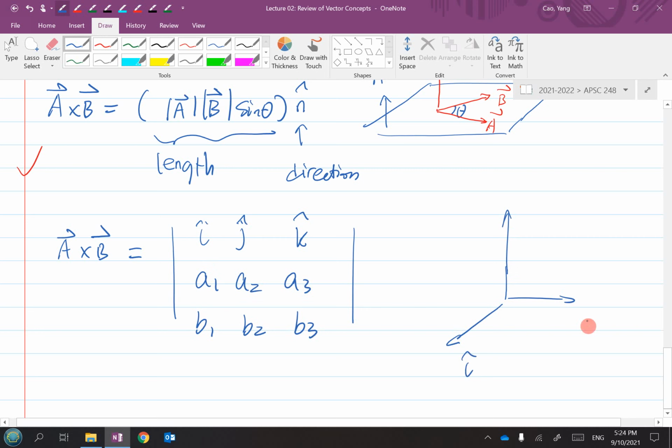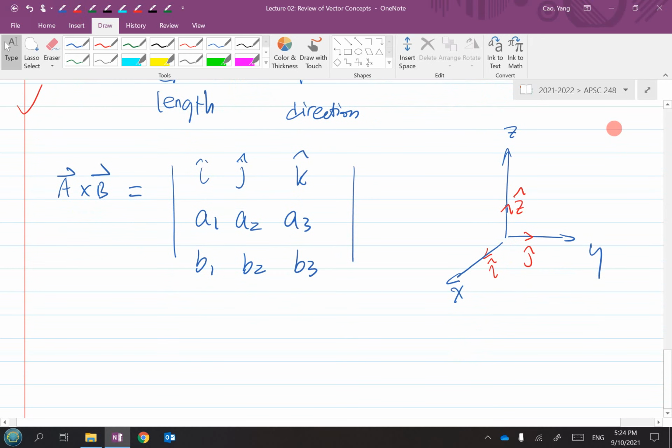This is a time I can introduce another notation that we use to represent a vector in 3D space. If this is the coordinate system for 3D space, then for each one of the axes, x, y, z, you can find a unit vector representing its direction. So i hat, j hat, k hat are basically the unit vectors for each axis of the Cartesian coordinates.